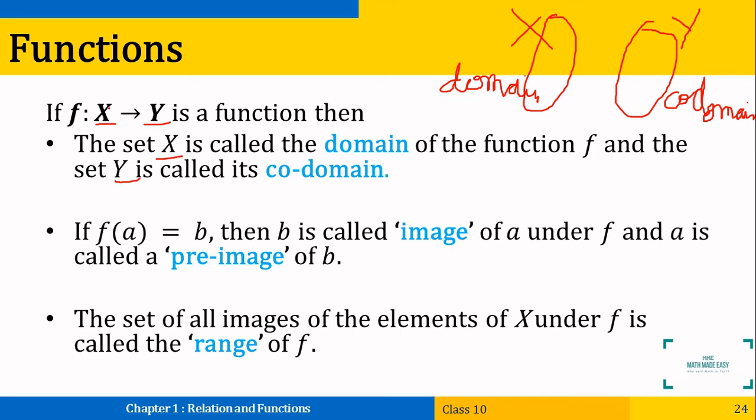If f of a equals b, that is, if we substitute a value a in the function and get a result b, then b is called the image of a under the function f, and a is called the pre-image of b under f. The set of all the images of X under f is called the range of f. Hopefully I made these definitions very clear. Let me get deeper into the concept of functions.